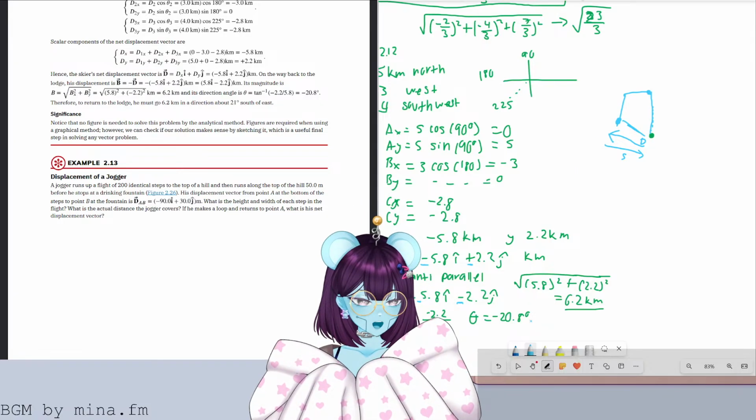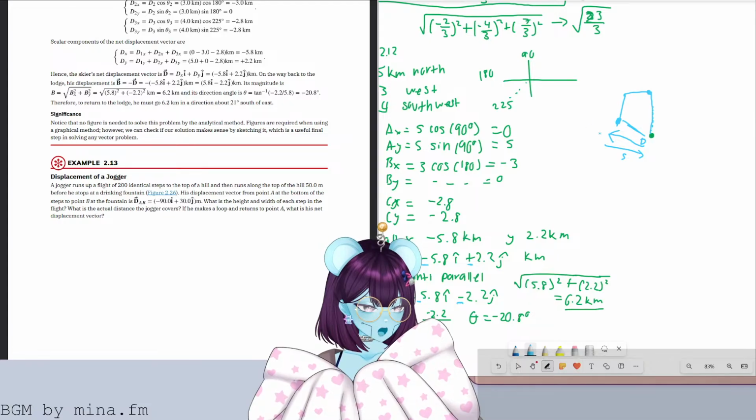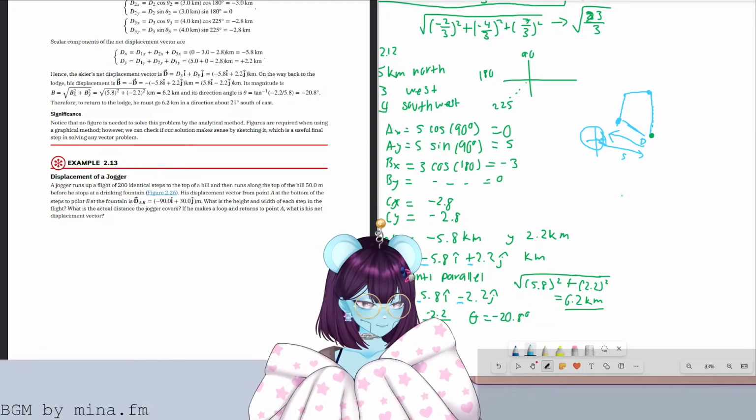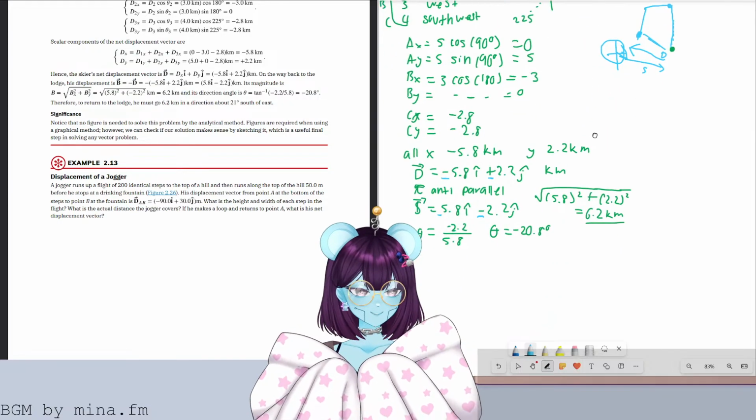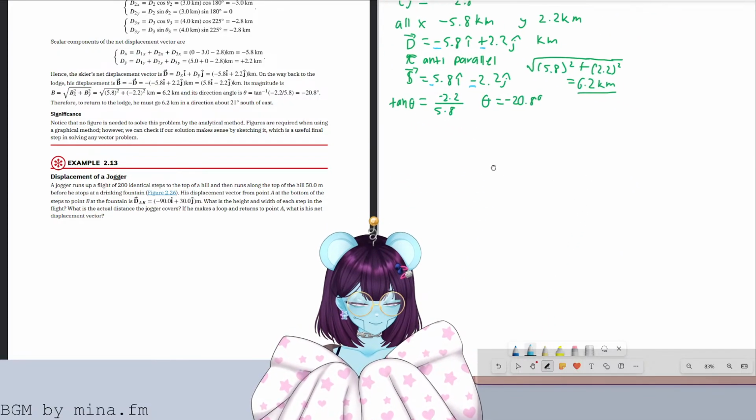And I'm also going at a negative angle. So if you draw a circle like this, I'm kind of going like negative 20 degrees. That makes sense. All right.